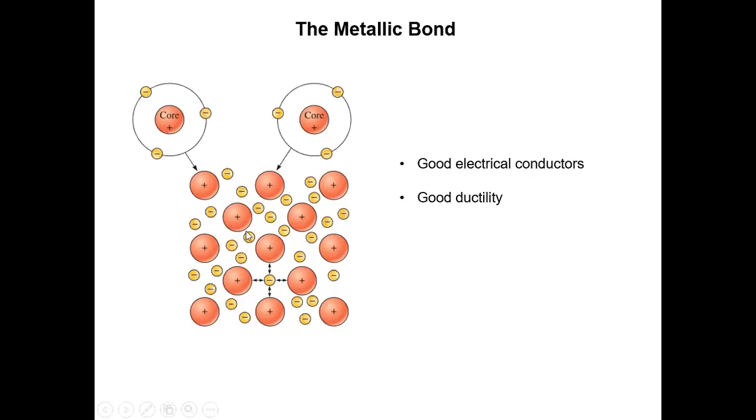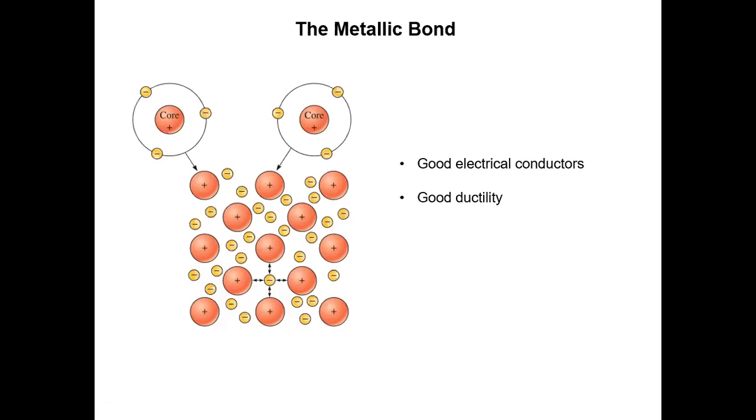As a result, the metals exhibit very good electrical conductivity at relatively low temperatures, because of this sea of electrons. You see, these interactions between electrons and the nucleus are not directional. They are randomly around this positively charged nucleus. So in that case, they have good ductile properties.